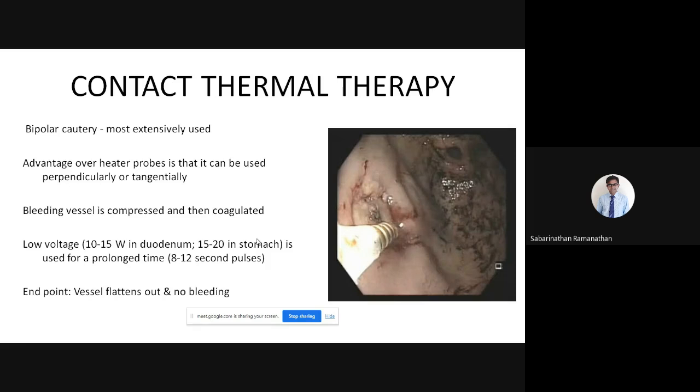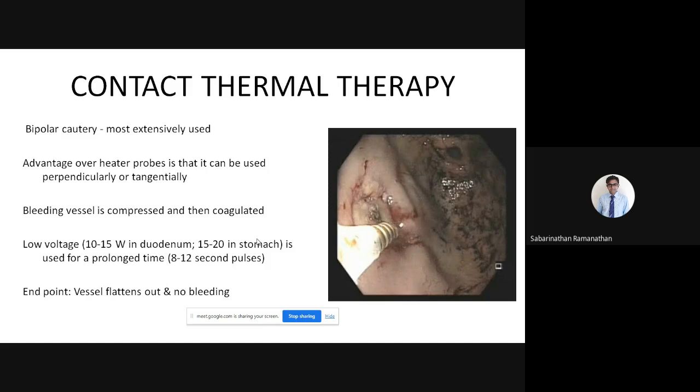The next one is contact thermal therapy. We have bipolar cautery, which is most extensively used. The advantage over heater probes is that it can be used perpendicularly or tangentially, and the bleeding vessel is compressed and then coagulated. Low voltage current is used for the duodenum, and the end point is that the vessel flattens out and there is no bleeding.